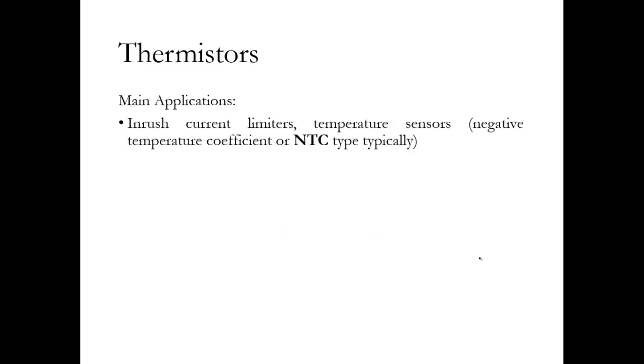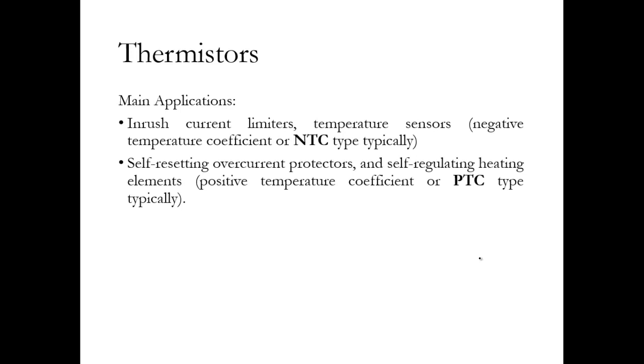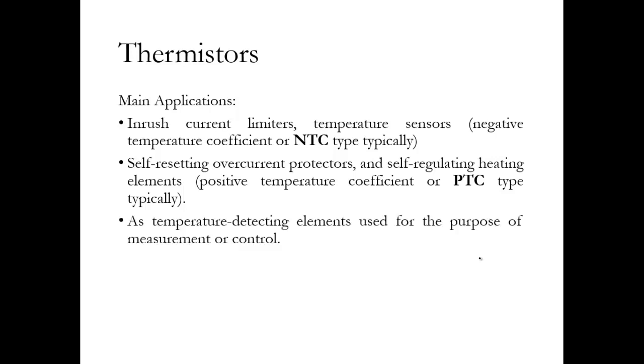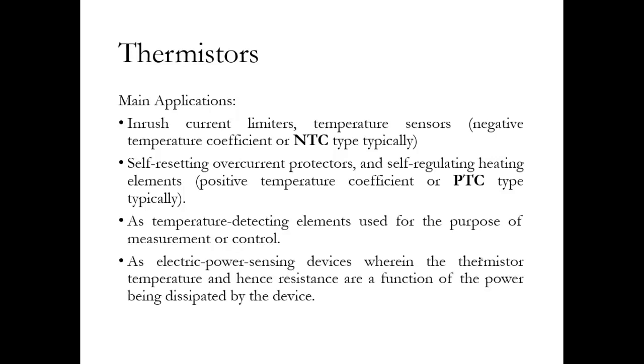The main applications are in current limiters and temperature sensors. We use them in circuit boards, where we use NTCs generally in temperature sensors or current limiters. Similarly, you have self-resetting overcurrent protectors and self-regulating heating elements, where we use PTC types. As temperature detecting elements, they can also be used for measurement and control. They can also be used as electric power sensing devices, where the resistance is a function of the power being dissipated by the device.